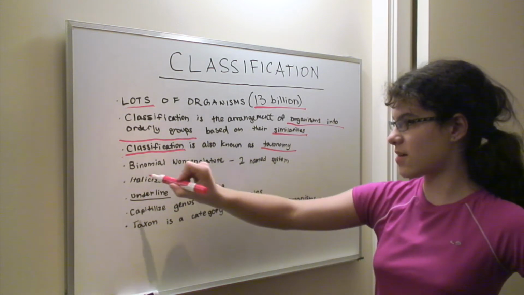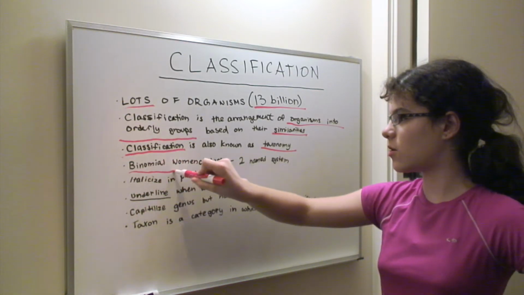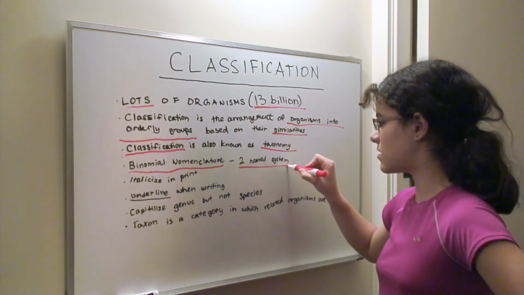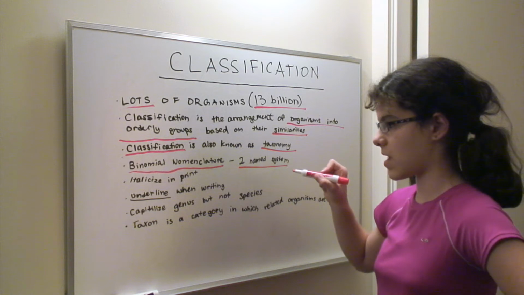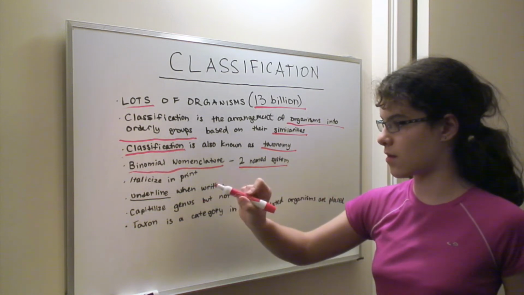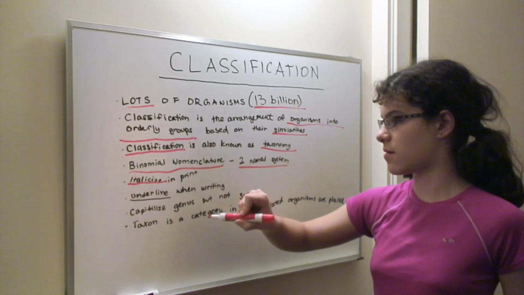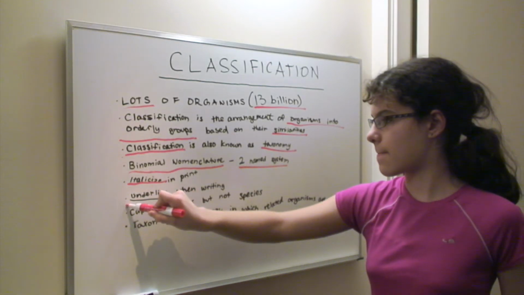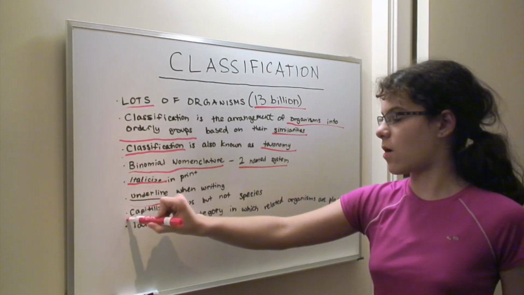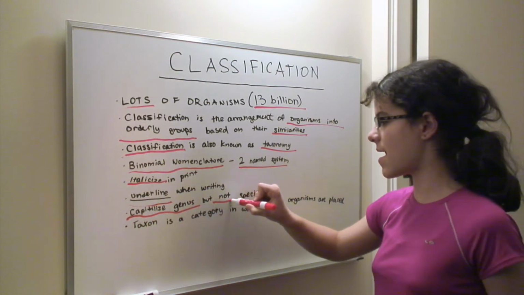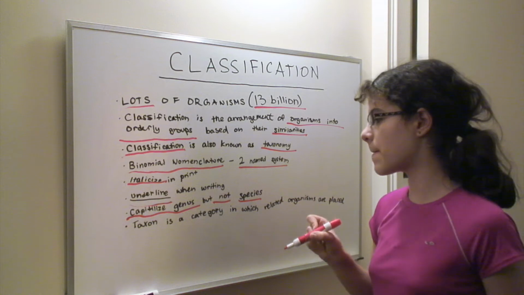An important part is binomial nomenclature. That is a 2-name system of the genus and the species. When you type, italicize. When you write, underline. And also capitalize the genus, but not species.